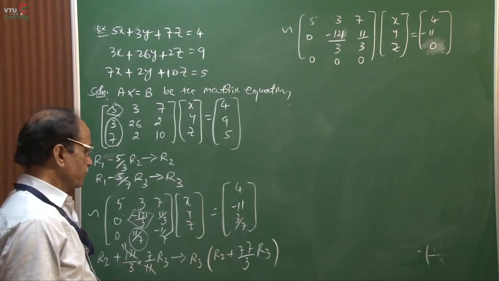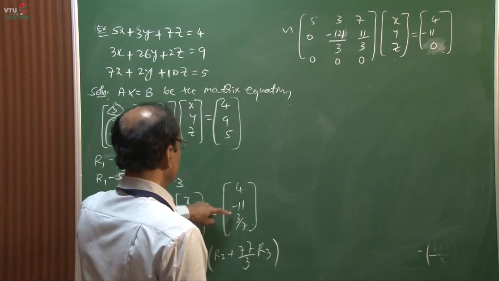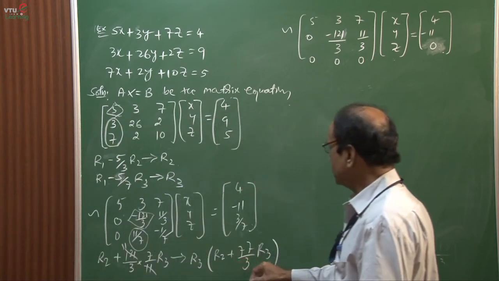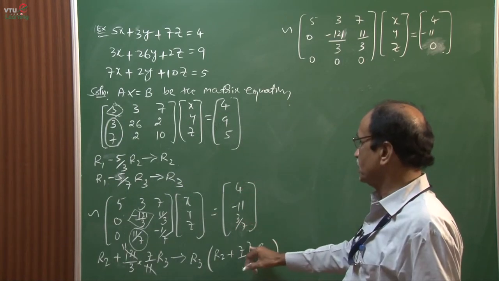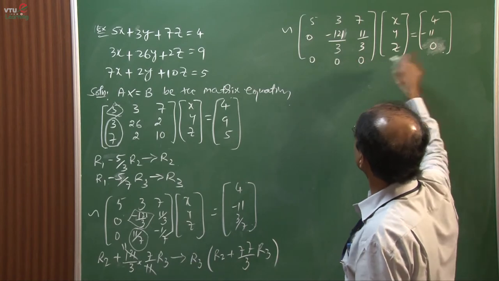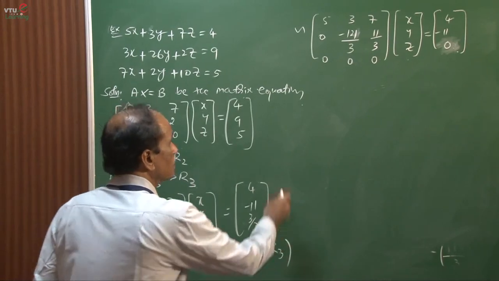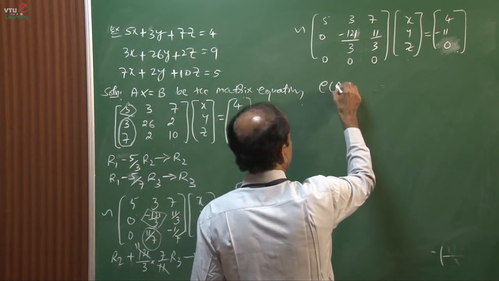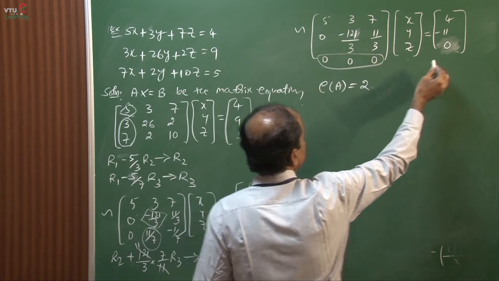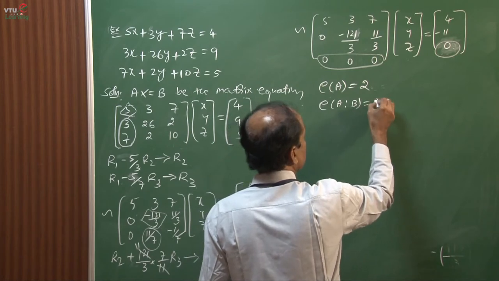That is minus 11 R2 into this much, then 3 cancels, and this 7 by 3 by 7 is there, and 3 by 7 here, minus 11 and plus 11 gives us 0. Therefore this is the coefficient matrix, and inserting that column into the coefficient matrix, that becomes the augmented matrix. Here, the rank of the coefficient matrix A is equal to 2, because completely this is a 0 row. Rank of augmented matrix is also 2.